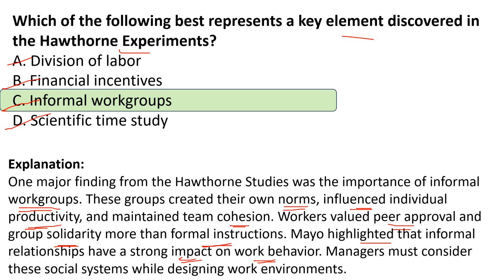Clear? Managers must consider these social systems while designing the work environment. Clear? So this is how the Hawthorne studies showed the importance of informal work groups. Clear? Okay.